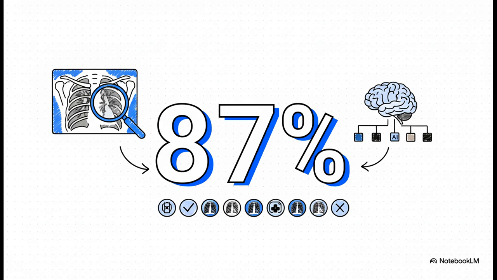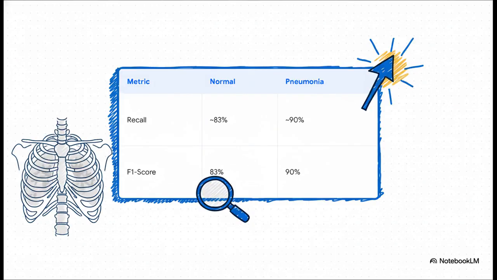But in medicine, you really have to dig deeper than that top-line number. So, when we break it down, this is where things get really interesting. Take a look at that recall score for pneumonia. It's sitting right around 90%. Now, recall is just a way of measuring how good the model is at catching all the positive cases it's supposed to. And for something like this, that number is everything. The F1 score, by the way, is just a handy way to get a combined grade for performance.